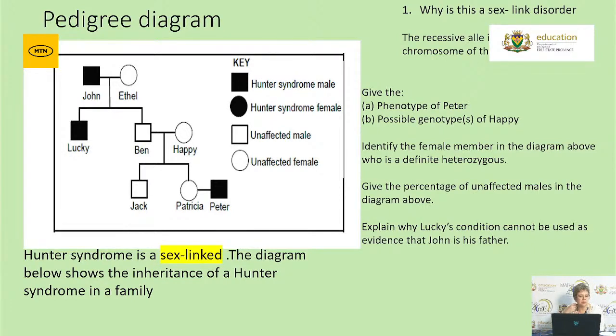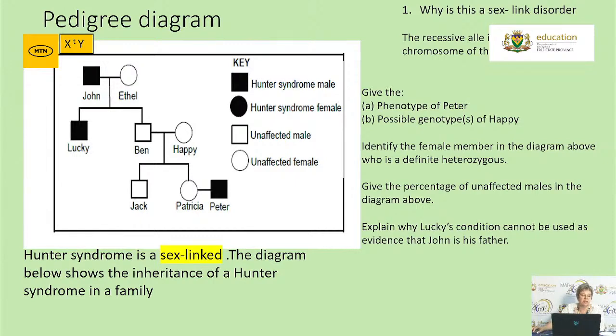In this case, we can allocate the genotype of each individual, because we now know that John is a Hunter syndrome male, and in the opening statement I will tell you which symbol to use. So if they have Hunter syndrome, it means they have a recessive allele, because sex-linked means a recessive allele that is carried on the X chromosome. So it's very important to know your definition of a sex-linked disease.